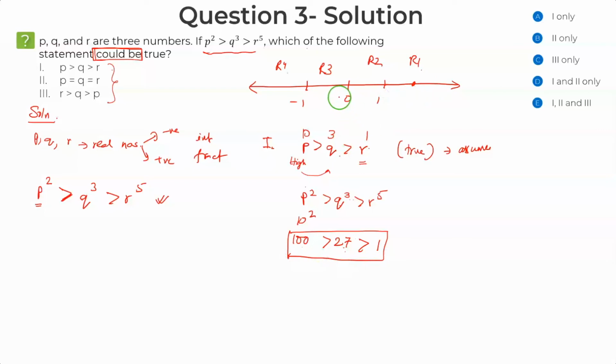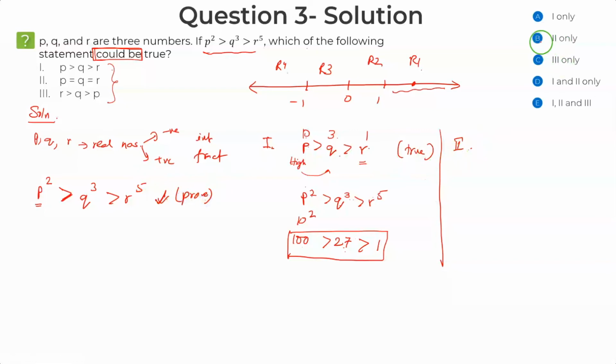I could have even taken some other value, but then I would have to change this. But why do that? So I've taken this as 1, 10, 3, and just by using values from region 1, I was able to figure out that P could be greater than Q, could be greater than R, because it satisfies P square is greater than Q cube is greater than R to the power 5. So I hope this is clear. All you need to do is assume that whatever is given to you is true, and then on the basis of that, you try and prove this one.